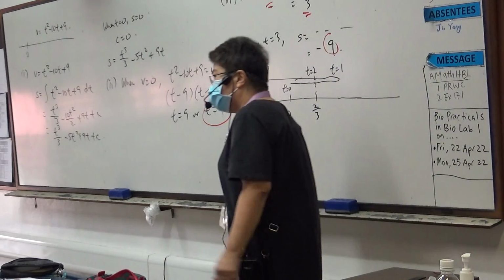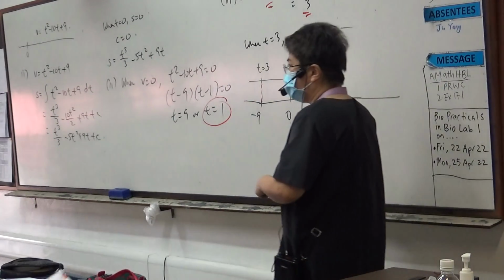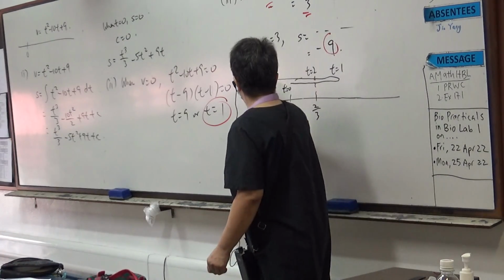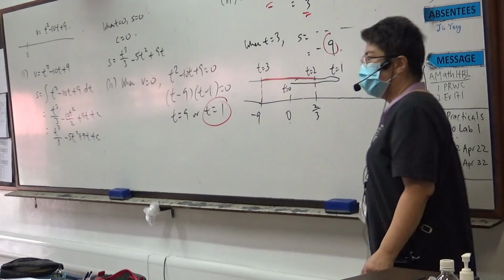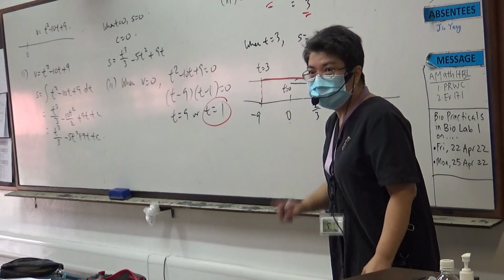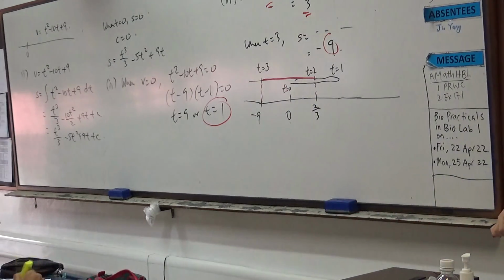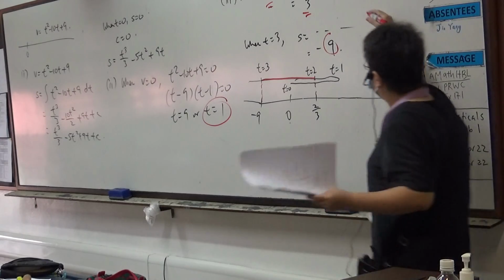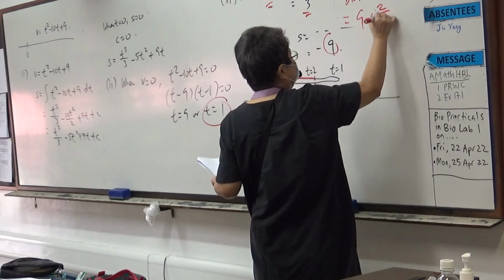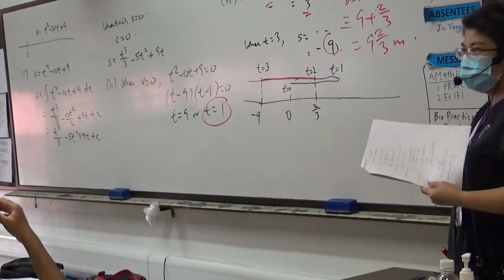What did the question say? They want to find the distance traveled in the 3rd second. Okay, how? 3rd second means from 2 to 3. That means I only want this part. What do I do? I take 9 plus 2/3, right? Can you see? I'm not talking about displacement, I'm talking about distance. Okay, so the distance traveled will be 9 plus 2/3, that is 9 2/3 meters. Are we clear?